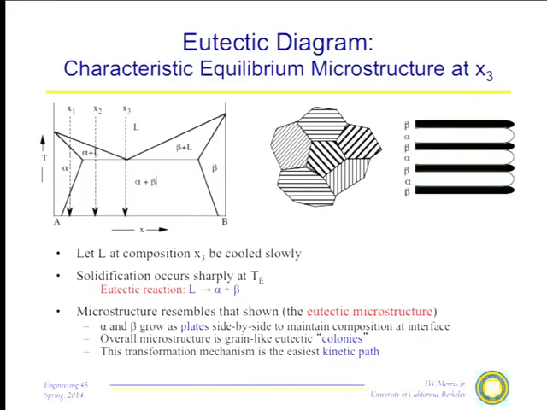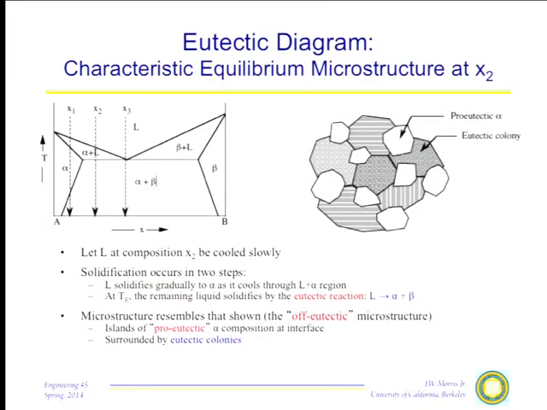But if I can form them so they grow side by side, as the alpha grows, the solute that I dump is immediately picked up by the adjacent beta. As the beta grows, the solute that it sucks up is coming from the adjacent alphas, so I can move this interface along with very little diffusion, and all that diffusion is happening in the liquid phase where it's easy. So this eutectic microstructure is a common microstructure that we get from this eutectic reaction.